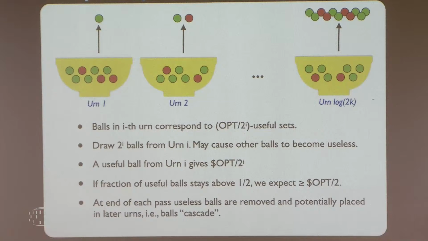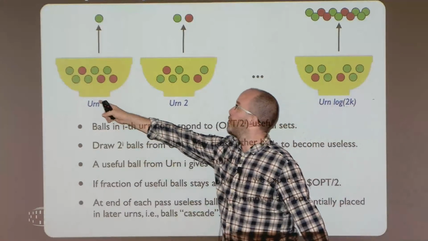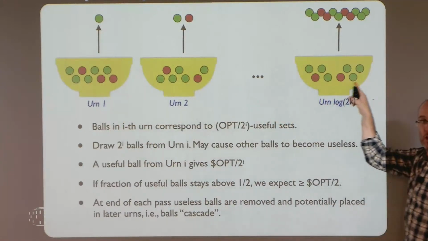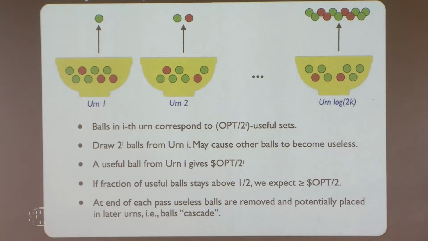At the end of the pass, remember that in the single urn process, when a set had become useless, we just removed it from all future consideration. Now, when you've got multiple urns, a set that contributed a lot, after you've had some previous stuff, may still add a moderate amount. So balls that you remove from higher urns need to cascade down to lower urns. You need to do that analysis, but the analysis gives you what I claimed.